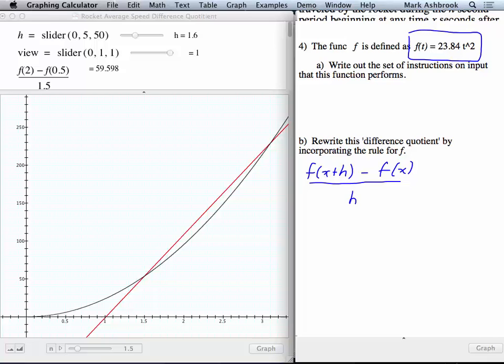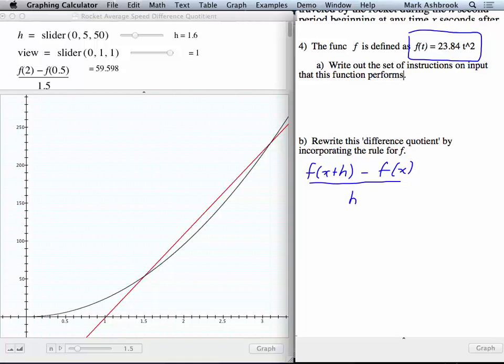Square the input, and multiply the result by 23.84. Perfect. Okay. So now, to get to here, we're going to rewrite this whole thing. So first we look at this. What's the input? And what set of instructions did you just write out? You do what you wrote out here with x plus h. That set of instructions now is acting on x plus h instead of t.